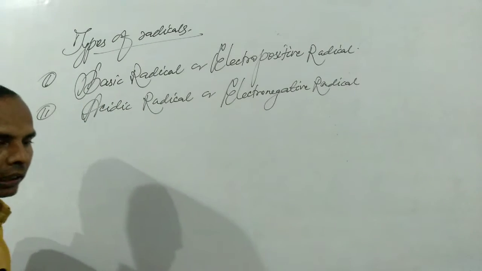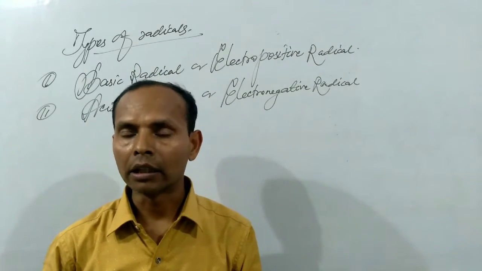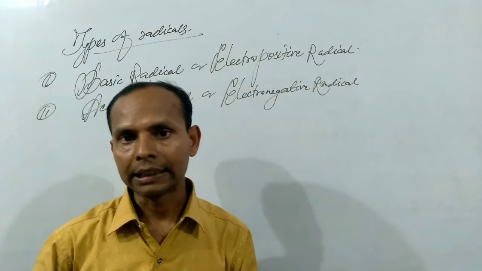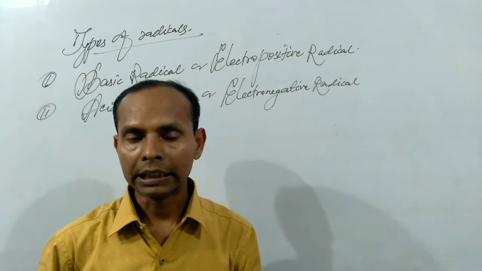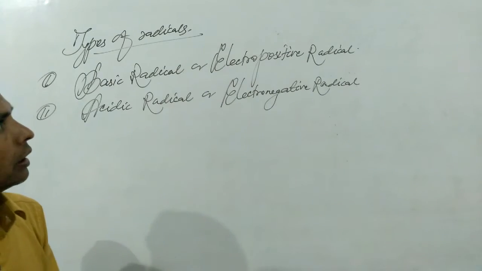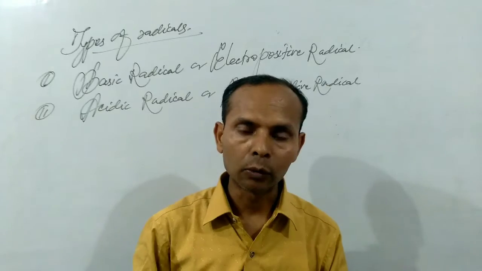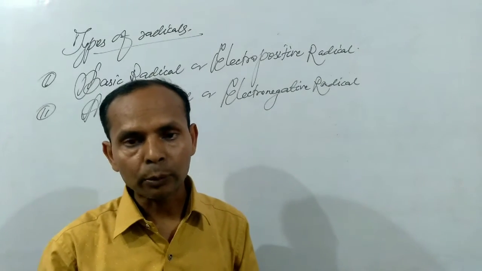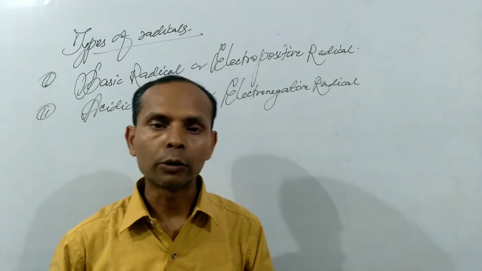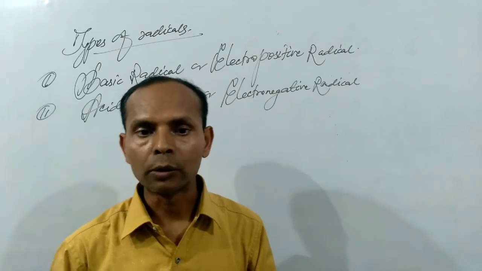Basic radicals are such radicals which are obtained from bases. Similarly, in case of acidic radical, the radical which is obtained from an acid is called an acidic radical. These are the definitions of acidic radical and basic radical. Basic radicals are also known as electropositive radicals. Similarly, acidic radicals are also known as electronegative radicals. It is clear from the name that a basic radical is a type of radical obtained from a base. Similarly, an acidic radical is obtained from an acid.